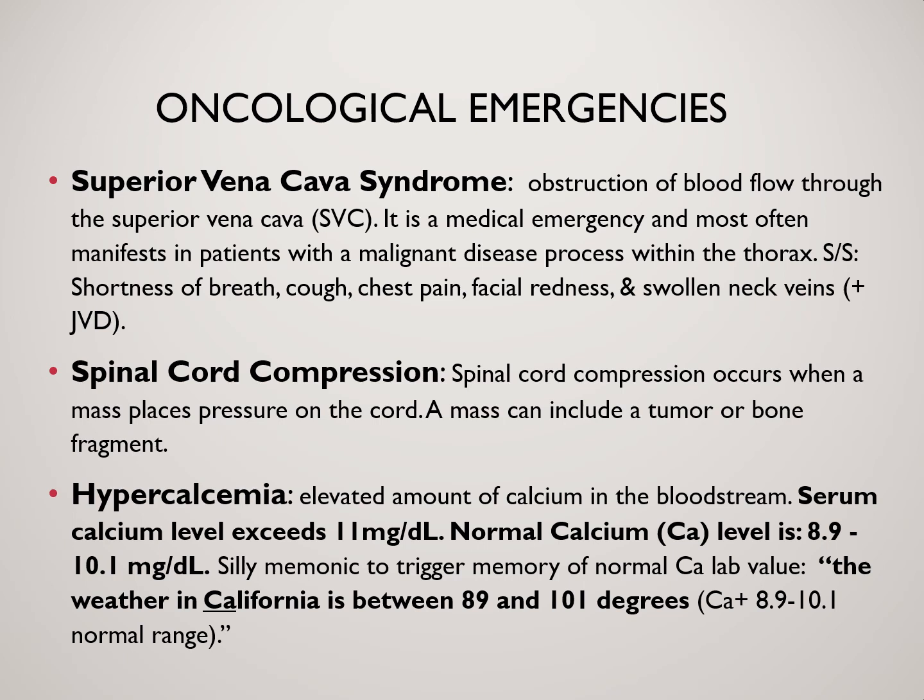Oncological emergencies. Superior vena cava syndrome. This occurs in patients with lung cancer or cancers of the mediastinum, where the tumor or an enlarged lymph node blocks the circulation in the superior vena cava. It's resulting in edema of the head, neck, and arms. Your symptoms include shortness of breath, cough, chest pain, facial redness, and swollen neck veins, so positive JVD.